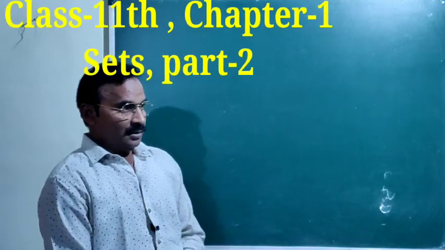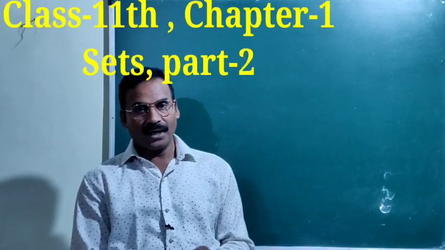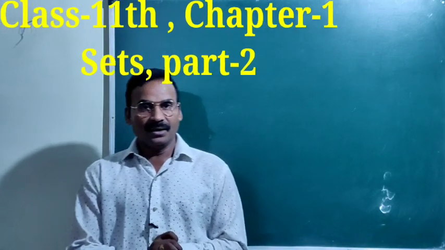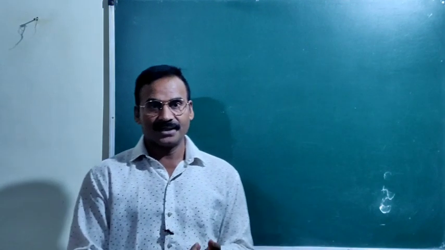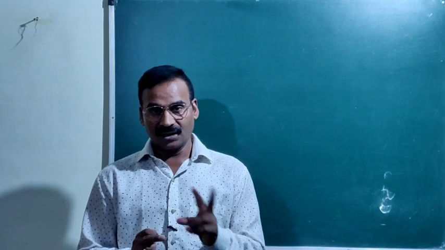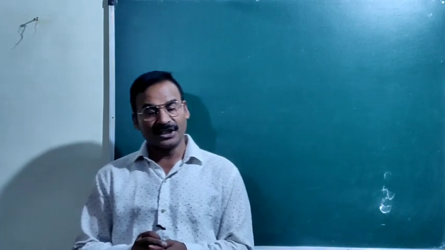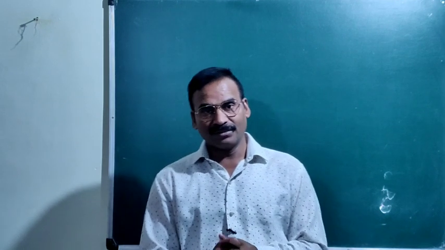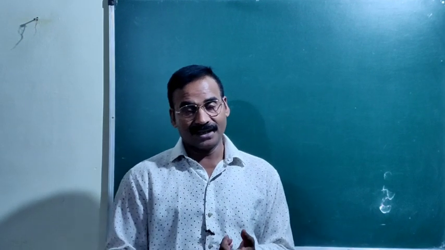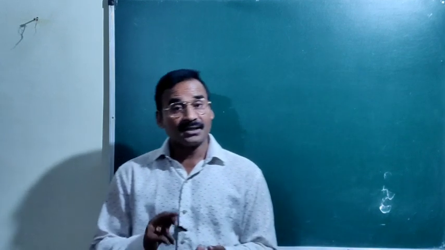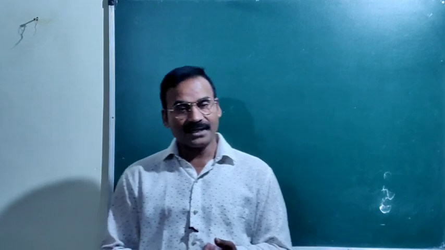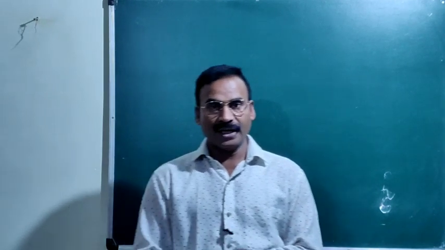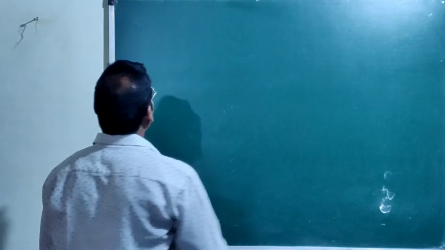Let me remind you what topics I discussed in the earlier part 1. What is a set? There are two classifications of sets. Representation of sets I have told you. Types of sets: finite set, infinite set, empty set, subsets, universal set, and power sets. These terms I have discussed. In this continuation we start the next topic.